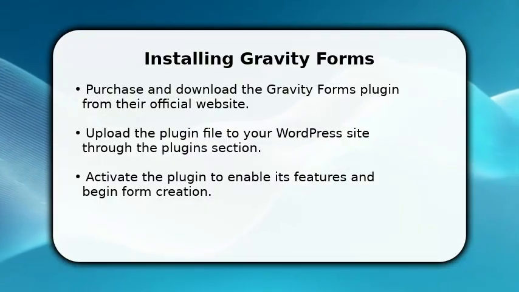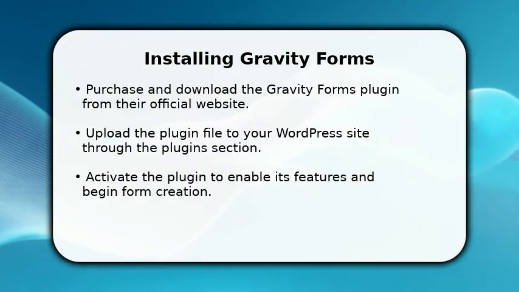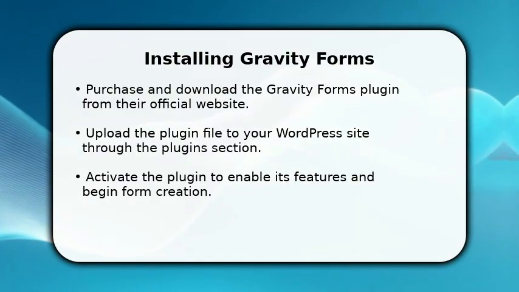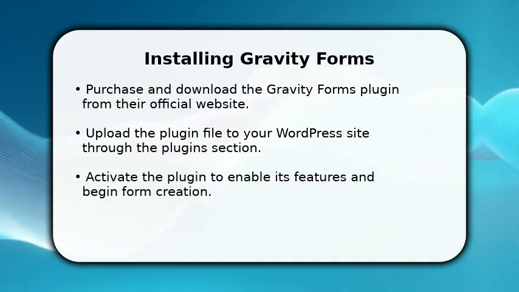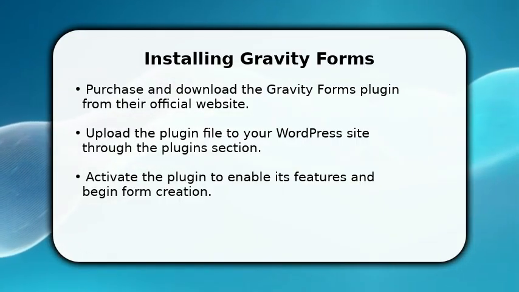In this video, I will explain how to create a gravity form in WordPress. First, you'll need to acquire the Gravity Forms plugin, which is a premium solution. Once you have the plugin file, navigate to your WordPress dashboard. Go to the Plugins section, then click Add New and Upload Plugin. Select your downloaded file and install it.